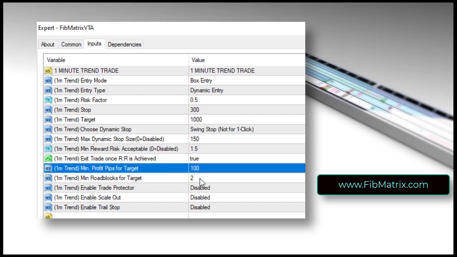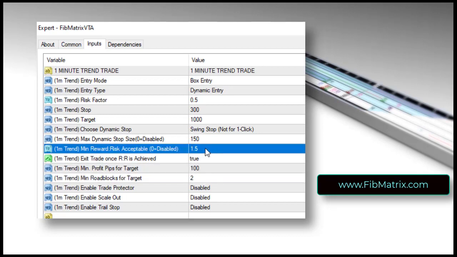Right here you have look for a 2 column after 10 pips. It's only going to look for this after you've achieved this if it's not set to 0. By putting this to something other than 0, it makes sure your trade at the minimum achieves that risk reward.